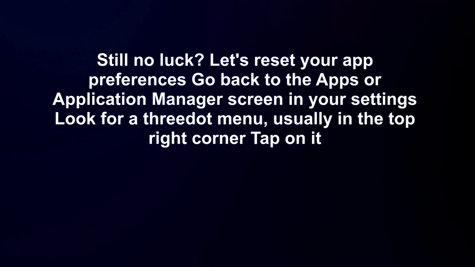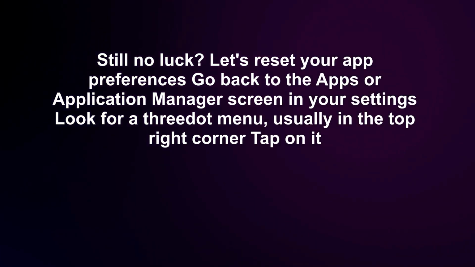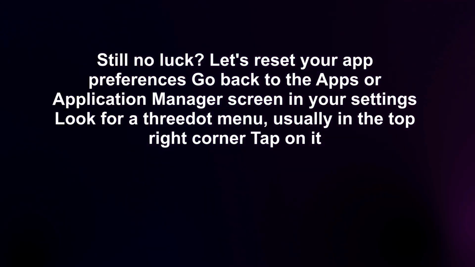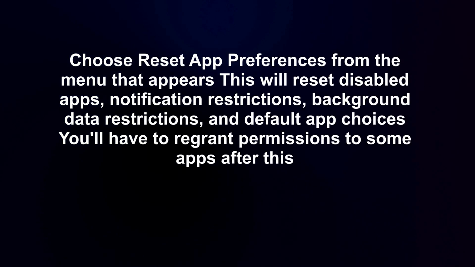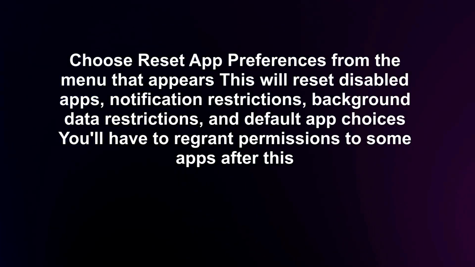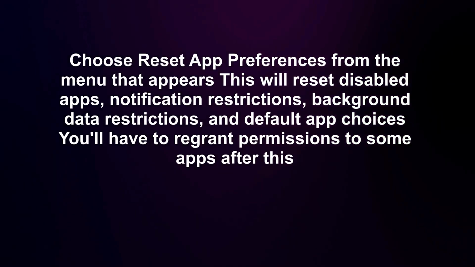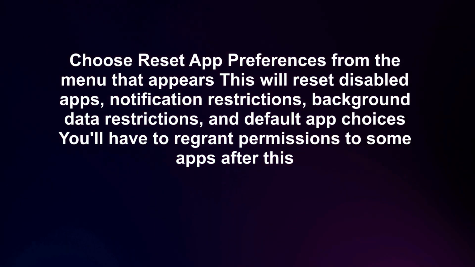Let's reset your app preferences. Go back to the Apps or Application Manager screen. In your settings, look for a three-dot menu, usually in the top right corner. Tap on it. Choose Reset App Preferences from the menu that appears. This will reset disabled apps, notification restrictions, background data restrictions, and default app choices. You'll have to grant permissions to some apps after this.